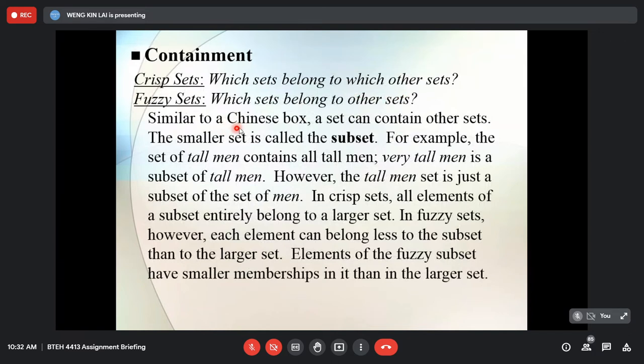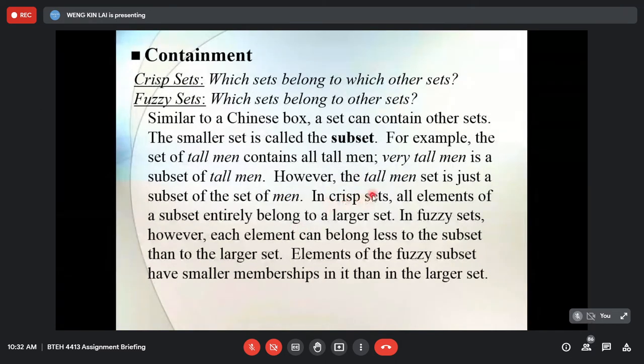Now, similar to what we call the Chinese box, a set can contain other sets. I think they have boxes within boxes. The smaller set is called a subset. For example, the set of tall men contains all tall men. Very tall men is a subset of tall men. So basically, it's a subset, right? Now, however, tall men set is just a subset of the set men. So you can see gradually it moves up into larger sets.